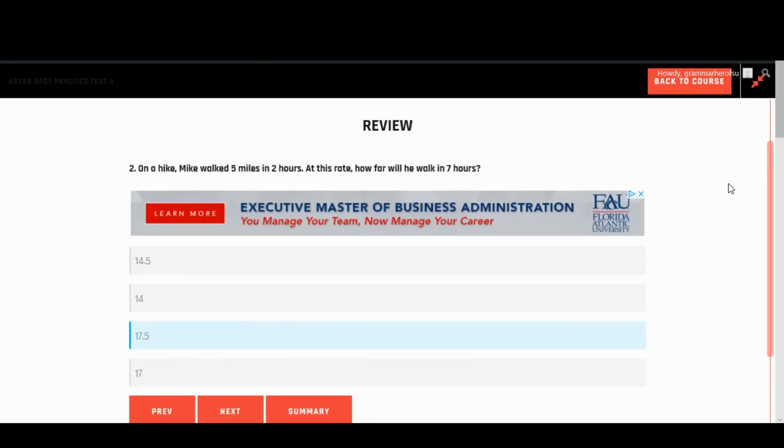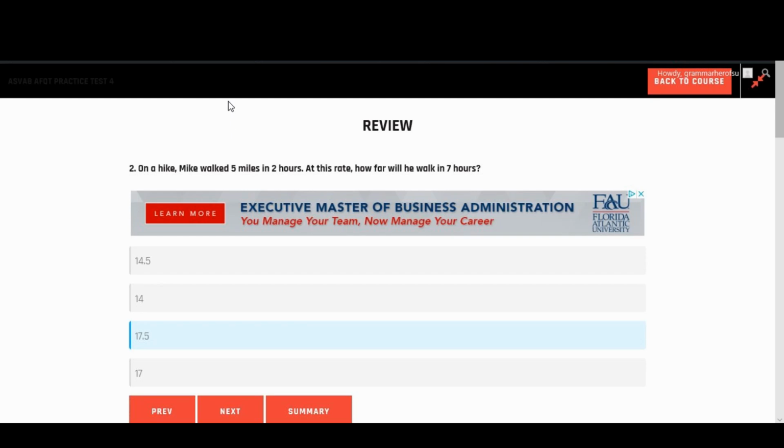All right, number 2 says, on a hike, let me grab my pen real quick. Number 2 says, on a hike, Mike walked 5 miles in 2 hours. At this rate, how far will he walk in 7 hours? Right away, we should know that we have the elements of the distance formula.